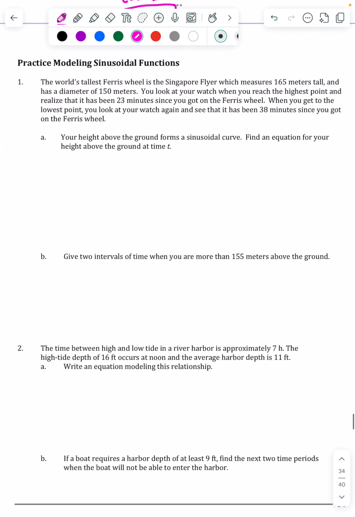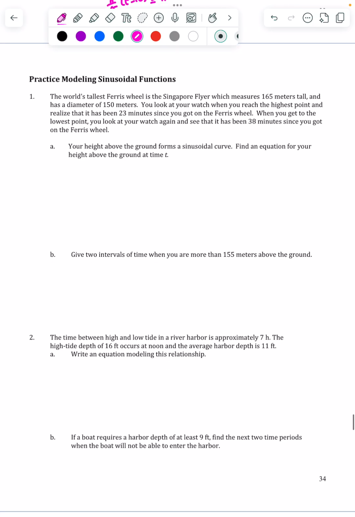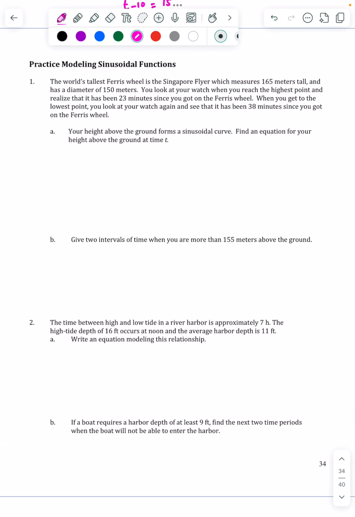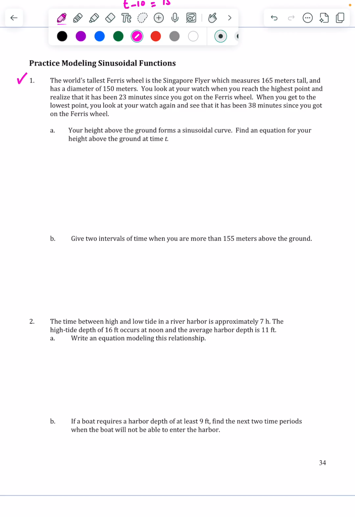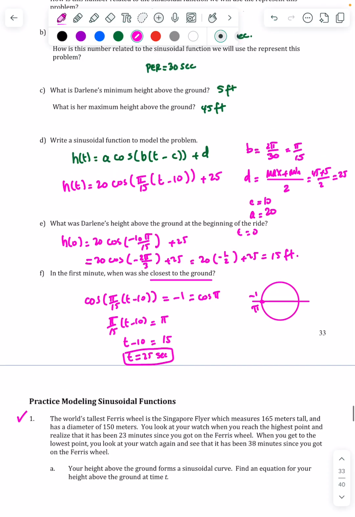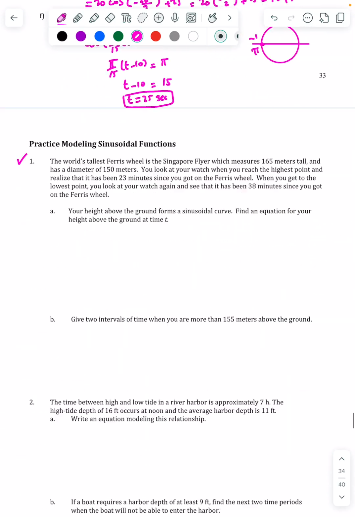Okay, now let's do some more practicing here. This is the same question as before, and I would encourage you to try it because it's again a Ferris wheel. So I'd encourage you to try it on your own and then we can share the answers in class. Let's just skip and do number 2, because it's slightly different. Number 1 works exactly the same setup as example 4.